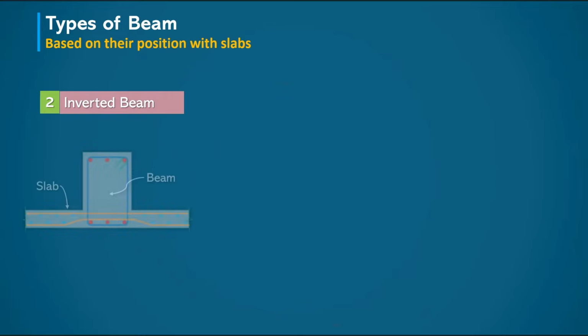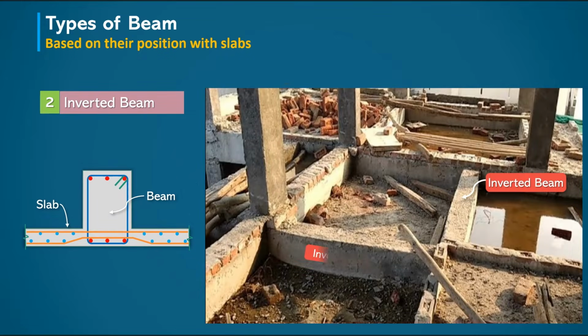Next, we have the inverted beam. Unlike drop beam, this is projecting above the slab level. The inverted beam is generally adopted where a flat ceiling appearance is required, or in sunken slab arrangements such as toilet blocks.